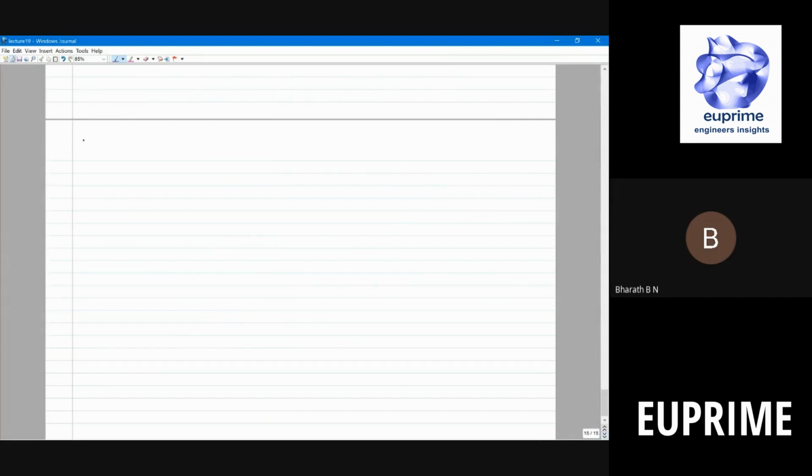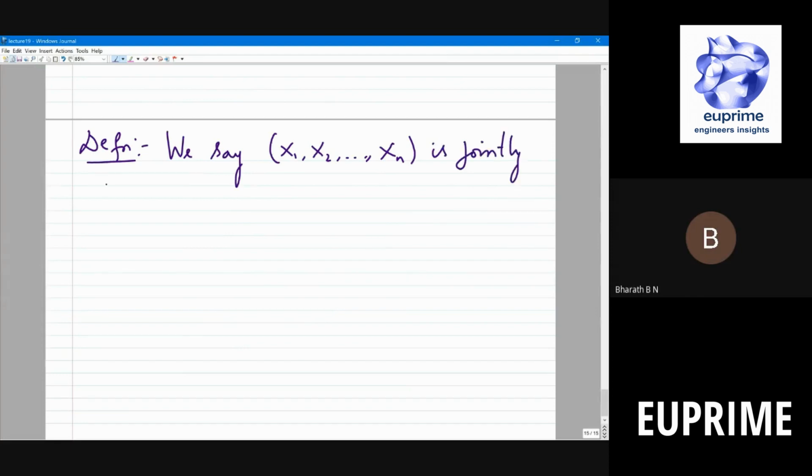Let's look at the definition. We say X1, X2, etc., Xn is jointly Gaussian. How do you define jointly Gaussian? Any idea? Given the knowledge that we have, how do you define jointly Gaussian? Its joint PDF is Gaussian. We don't know what a joint PDF is. What do you mean by the joint PDF being Gaussian?